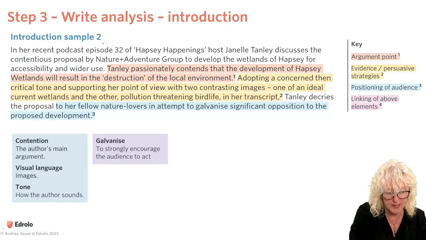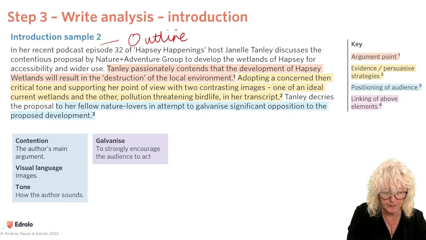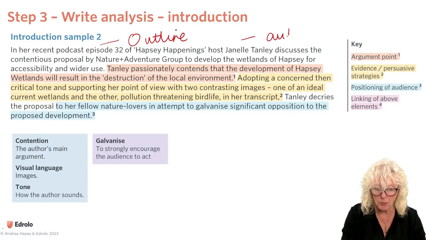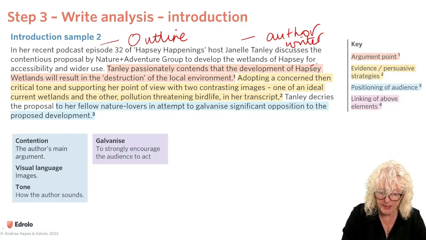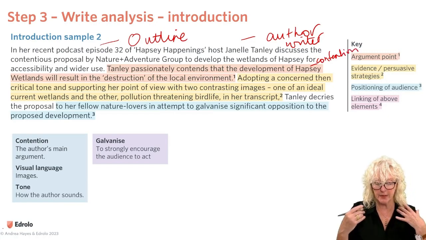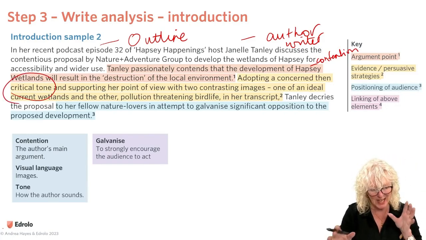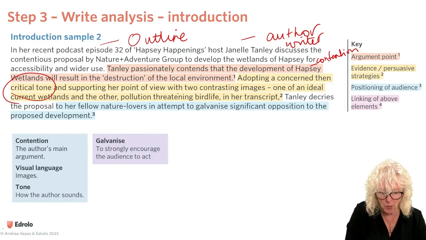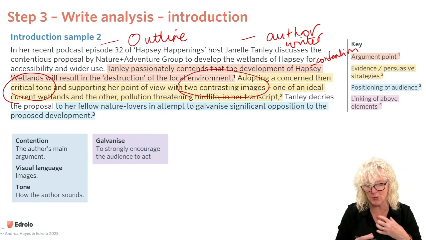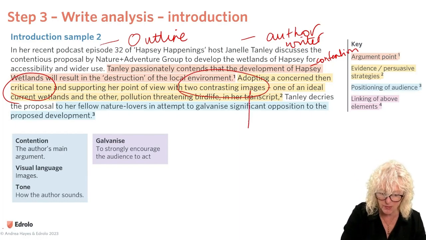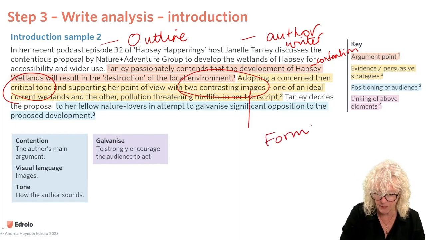In recent podcast episodes, so here we have the outline, the author's name or writer's name. Once again we have the contention, our argument point, and we have evidence. So here we've got tone, concerned, then critical tone. That's a tonal shift. And then we also have two contrasting images, an actual description of the images, but we still say that they are the forms.